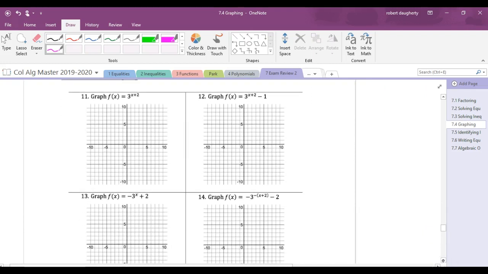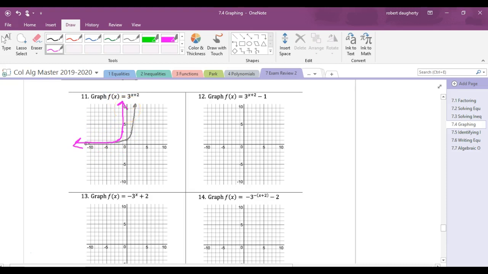Graph 3 to the x plus 2. Okay, so this is the same as 3 to the x, but it's just been moved to the left 2. So I have two choices here. I can graph 3 to the x, which is what I just graphed a moment ago, which looked like this. Okay, so 3 to the x plus 2 is just moving this to the left by 2. So it would take every point and just move it over 2. Something like this. So this graph would look like this. Okay, so that's 3 to the x plus 2.